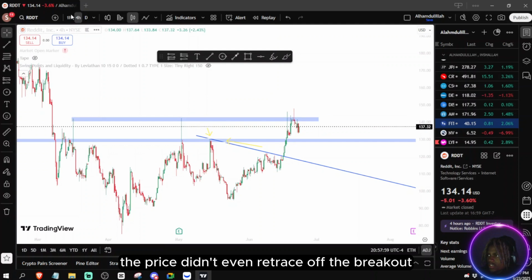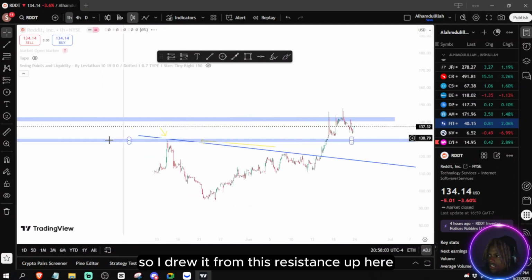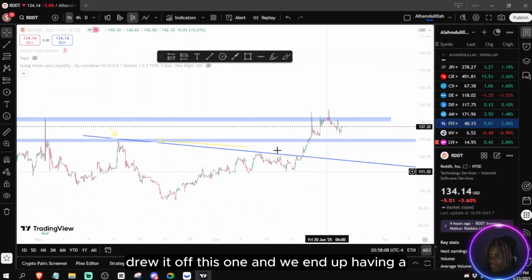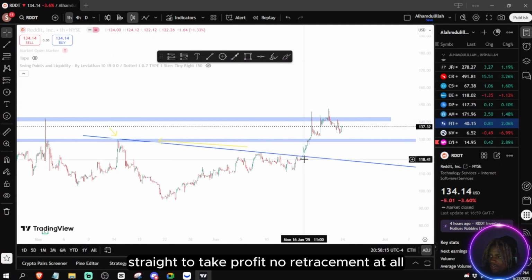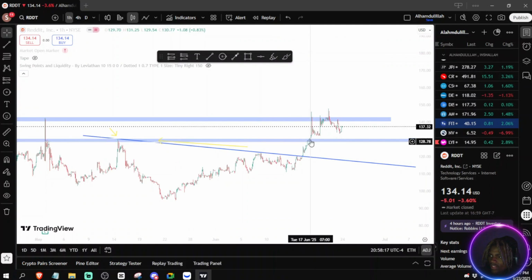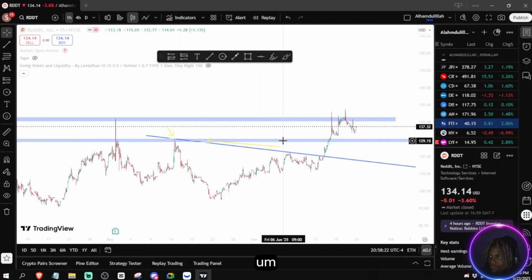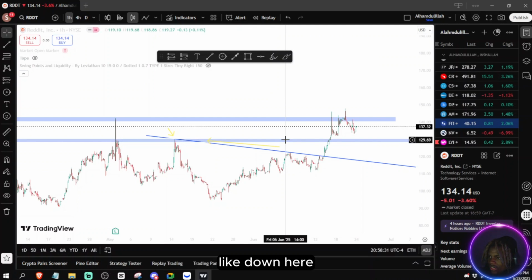Price didn't even retrace off the breakout trend line here. So I drew from this resistance up here, drew it off this one, and we ended up having a 9 o'clock trend line entry, straight to the breakout, straight to take profit, no retracement at all. And yeah, just extremely simple. Cool. With Reddit too, let's see, we want to trickle down, but we'll see if we get some true break and retest like down here.